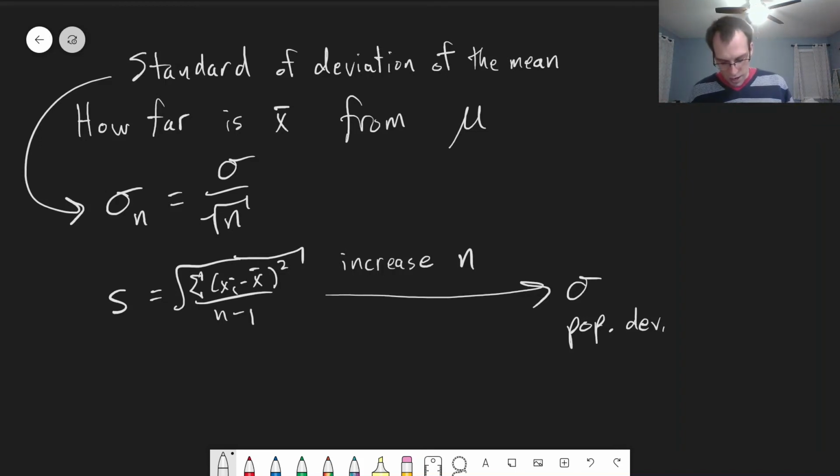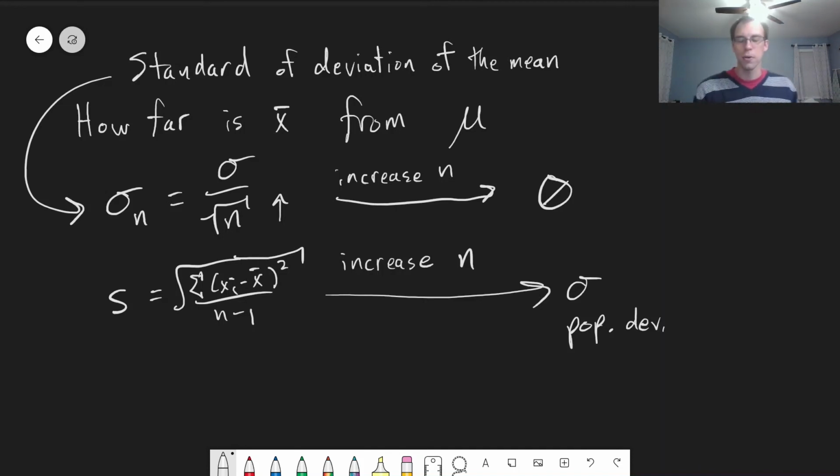What's different with sigma n is that you can see from the formula that as n increases, right, as this number gets bigger, eventually this number will approach 0. So it doesn't approach a constant, it approaches 0. So basically this is a way of saying that as you keep measuring more and more values, your standard deviation of your mean value will get closer and closer to whatever the actual value of mu is.